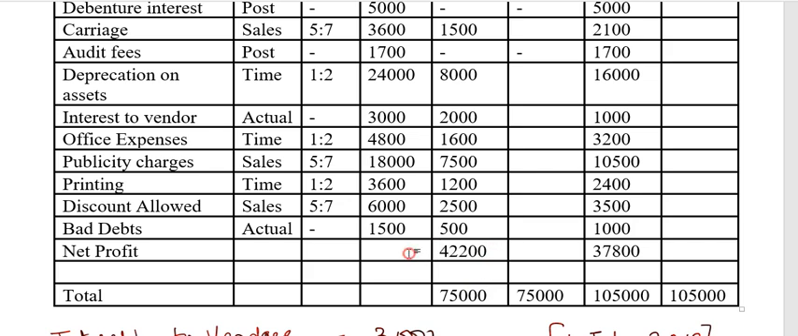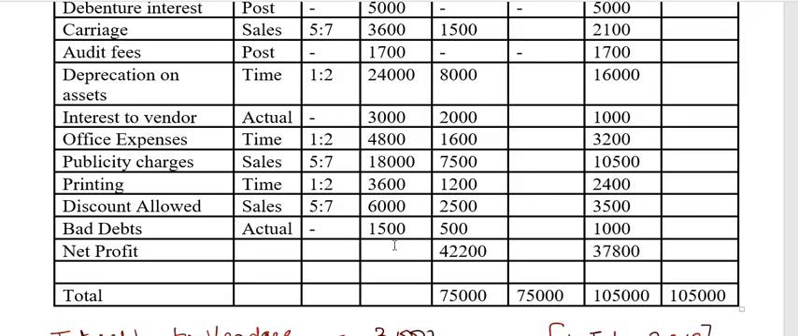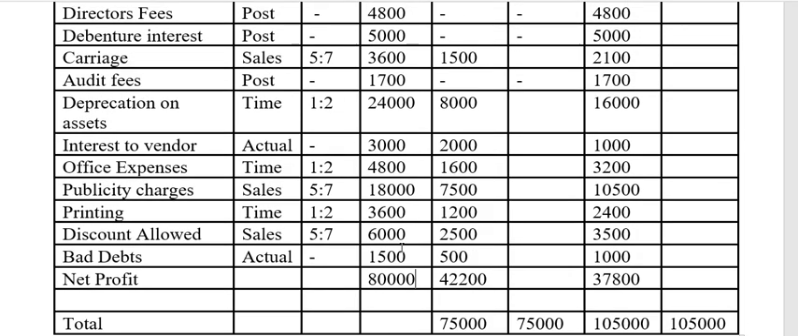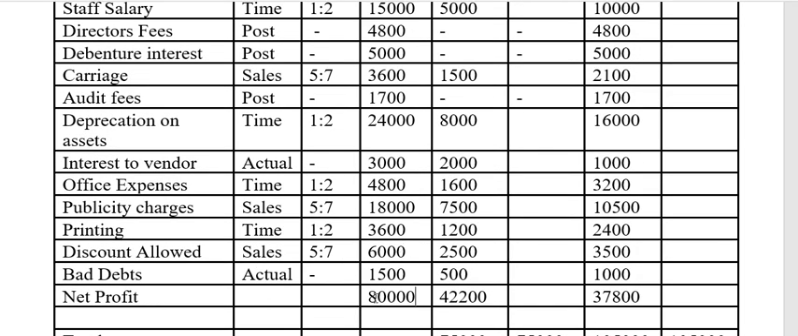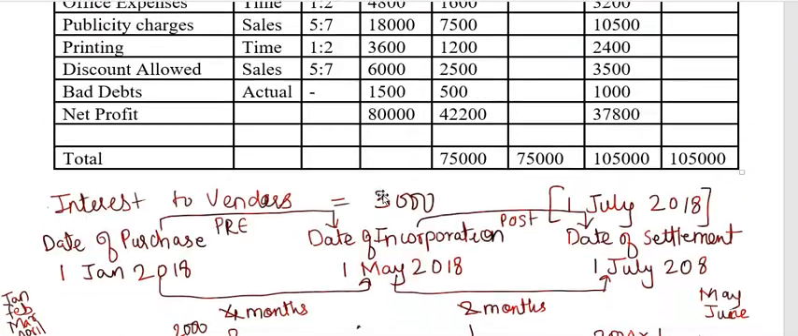Okay, if you add 37,800 plus 42,200, you will get 80,000. So total is 80,000. If you check this net profit of 80,000, in the question also you will get net profit carried down 80,000. That means our sum is correct.